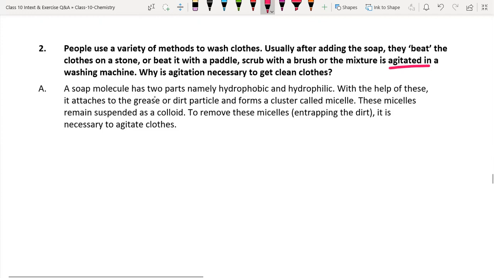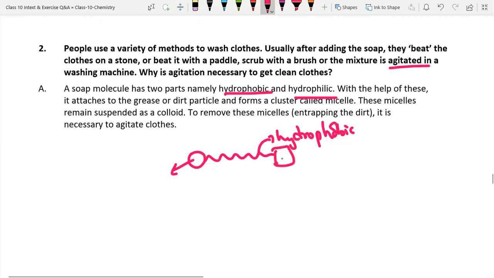Simple. A soap molecule has two parts, hydrophobic and hydrophilic. I think you know what hydrophobic and hydrophilic are. You see, this is the structure of a soap molecule. This one is hydrophobic, which will not dissolve in water. And this one is hydrophilic, which will dissolve in water. The tail part will attach to oil or grease. With the help of these, it attaches to the grease or dirt particle and forms a cluster called a micelle.